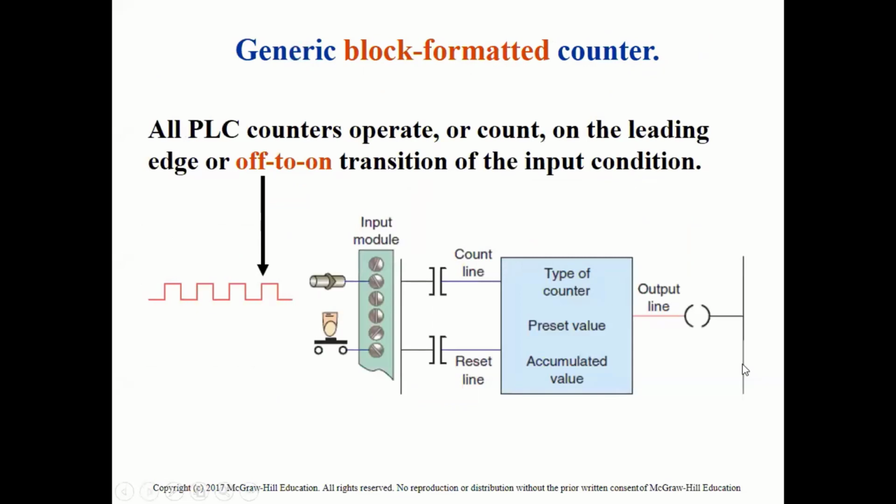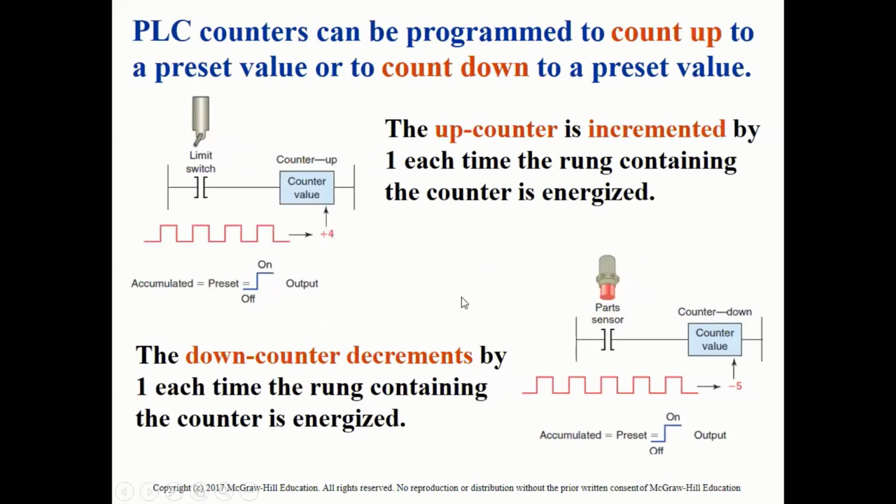So block formatted counter, that's more like what the CCW is going to look like. Most counters will count on the leading edge, right? In other words, going from the off to the on transition. And that's kind of an important concept. We don't see it, but it is, because what you want to do is trigger something out of nothing, from false to true. And so there again, you have a count line, you have a reset line, and you have an output. All right, they can be programmed to count up or down. We said that already. So you're gonna increment one up or decrement one down, right? That's how the counter will count.